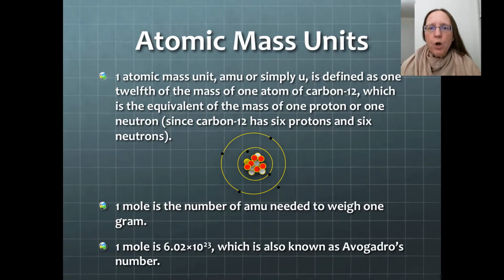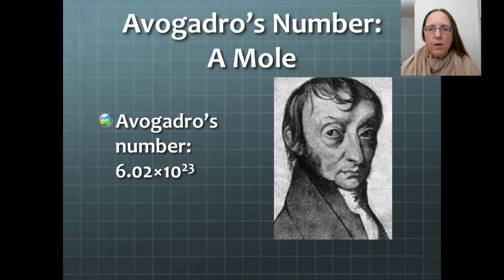Given what we now know about the particles that make up atoms, one atomic mass unit can be defined as the mass of one proton or one neutron, which, while they are not exactly the same mass, are close enough in mass for our purposes. 1 mole can be defined as the number of nuclear particles, protons or neutrons, needed to weigh 1 gram. This is a very large number, 6.02 times 10 to the 23rd.